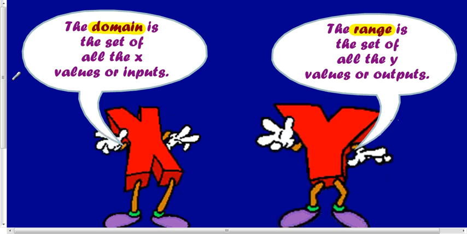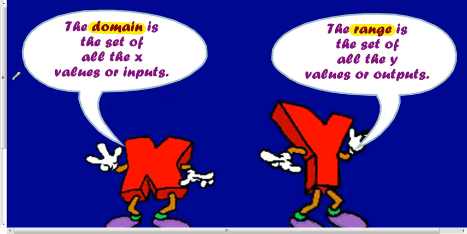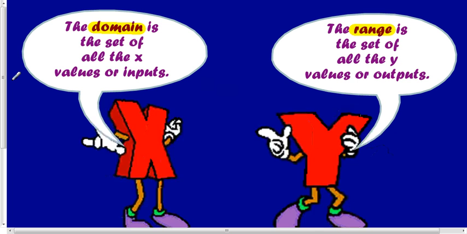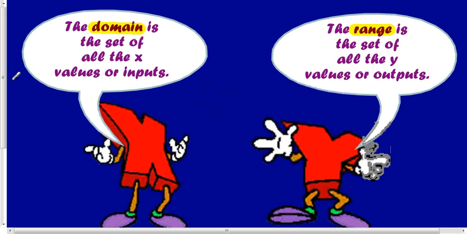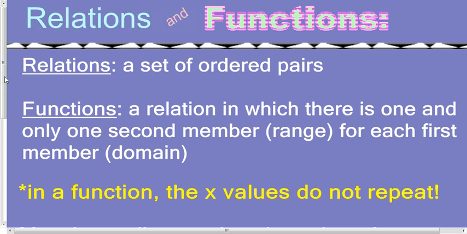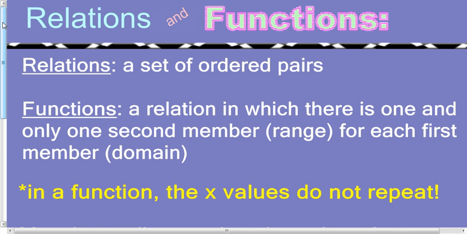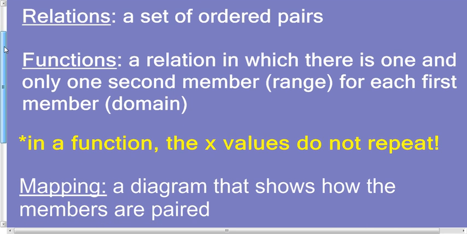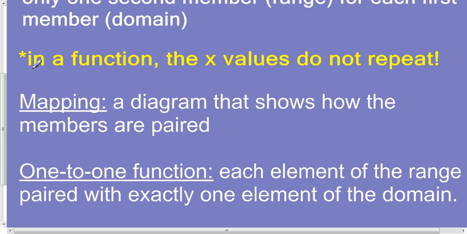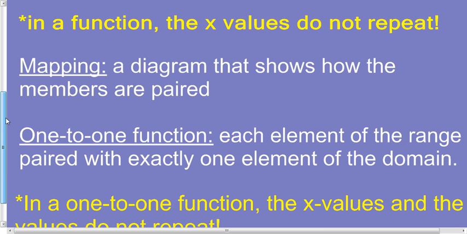More vocabulary for you. The domain is the set of all x values or inputs. The range is the set of all y values or outputs. Another list of vocabulary. A relation is any set of ordered pairs. A function is a specific relation in which there is only one range value for each domain value. In other words, in a function, the x values do not repeat. That's the easy definition.